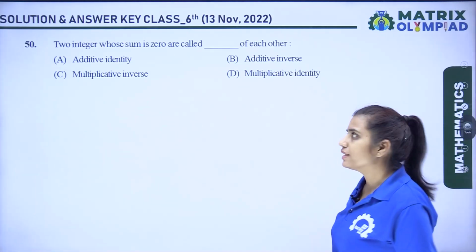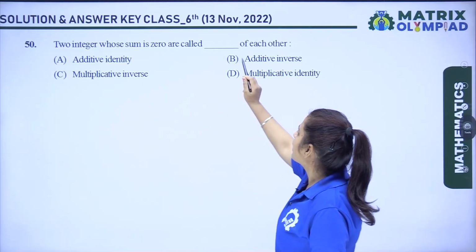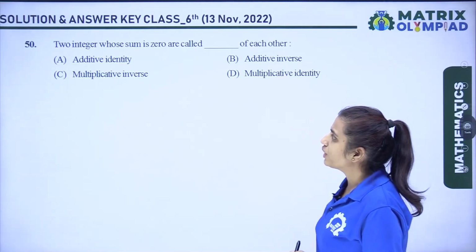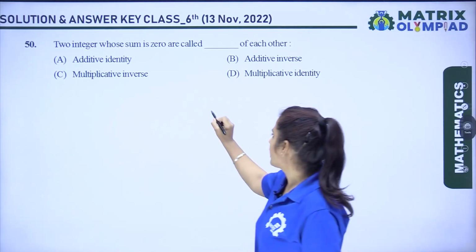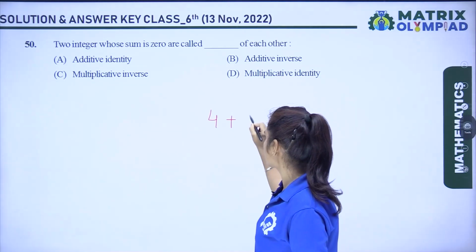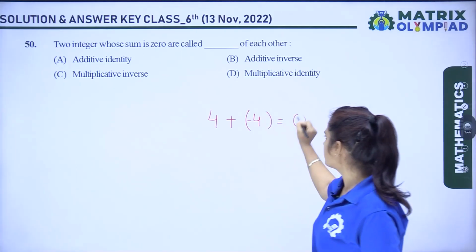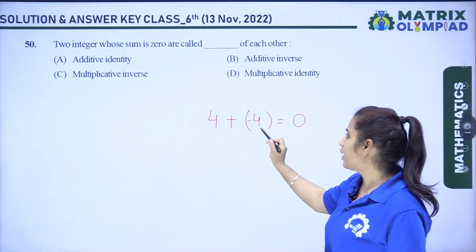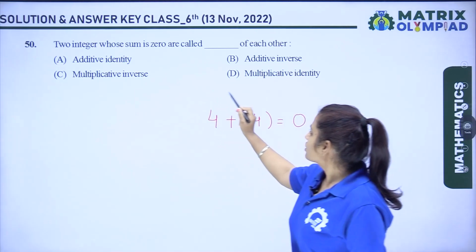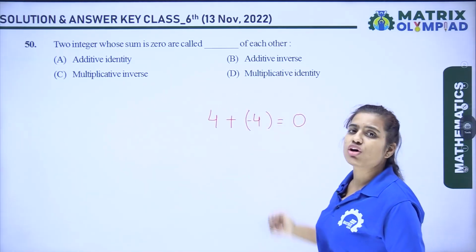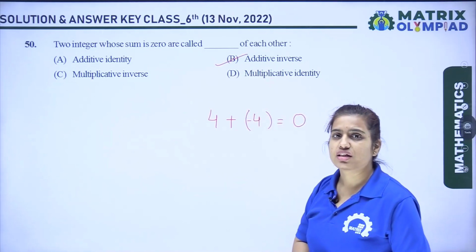Last question of this part is question number 50. Two integers whose sum is 0 are called dash of each other. It means that whenever we add two integers, the resultant will be 0. For example, 4 plus negative 4 gives 0. So, 4 plus minus 4 is equal to 0, which means the two integers whose sum is 0 are called additive inverse of each other. So, option B is the correct answer.